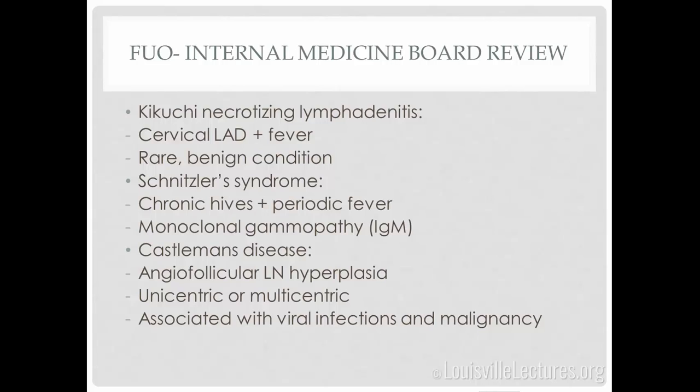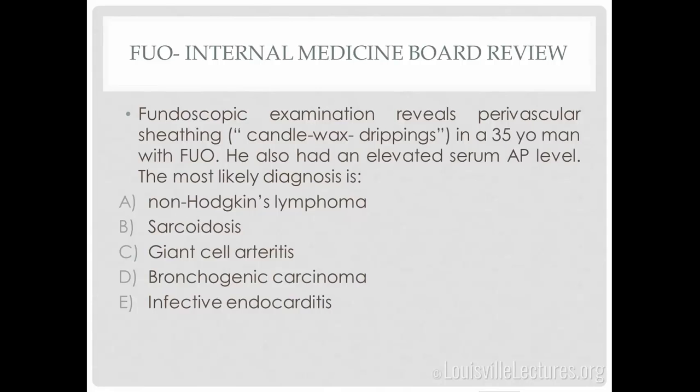And Castleman's, of course, I'm not going to go into the full details of it. Most of you have looked through this before, but this is an angiofollicular lymph node hyperplasia, and there are two different types, the unicentric and multicentric, affecting multiple organ systems. A lot of times it's associated with some viral infections and malignancy. Viral infections including HIV and HHV8, and different types of malignancy are also associated with this. All right, let's go to the next one.